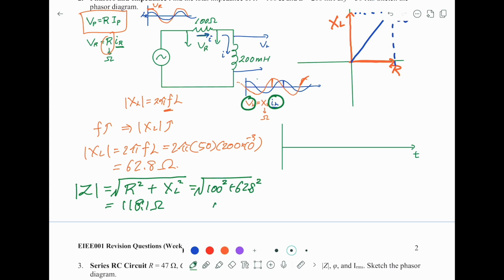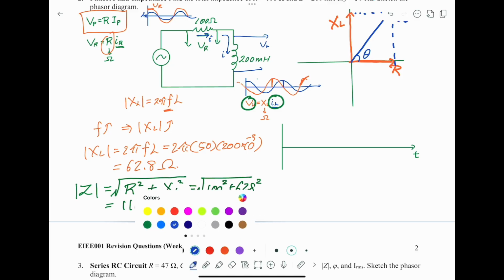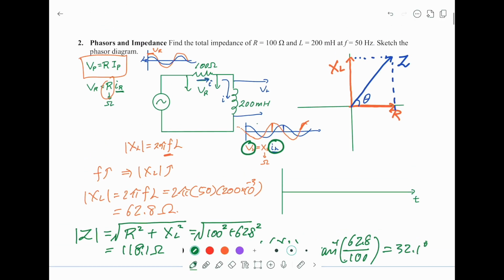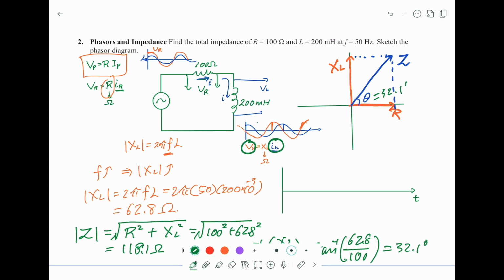Again, if you want to find the angle here, it is equal to the arctangent, where the opposite side is XL and the adjacent side is R. This is 62.8 over 100, and you will find the angle equal to 32.1 degrees. So this is 32.1 degrees. So what is the meaning of this?